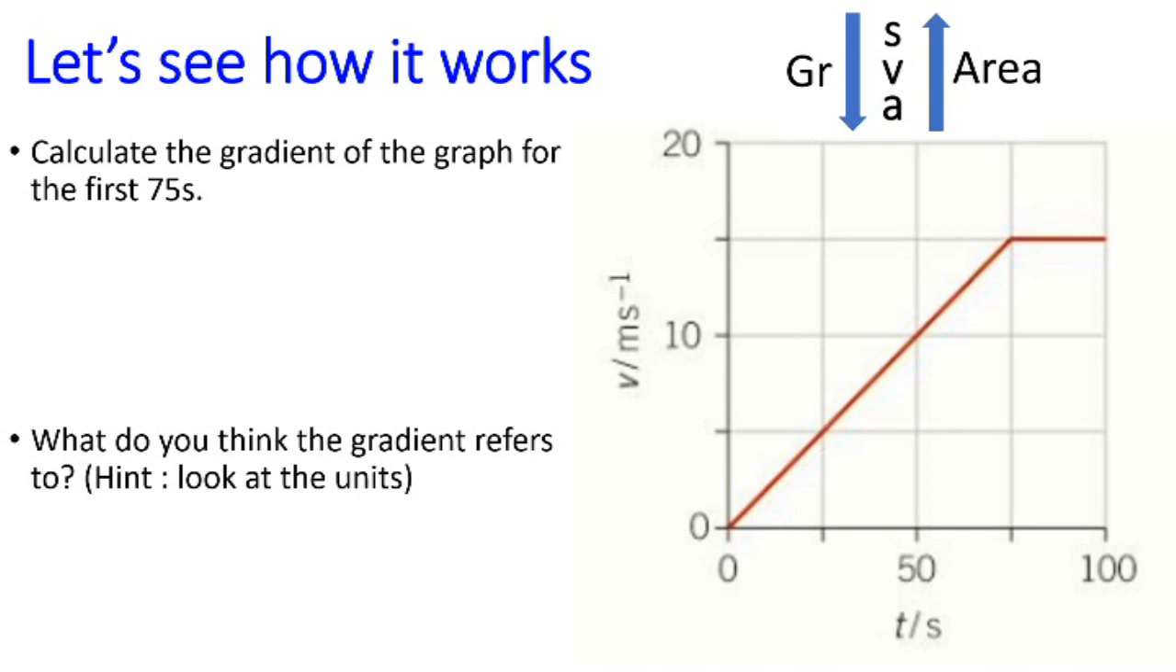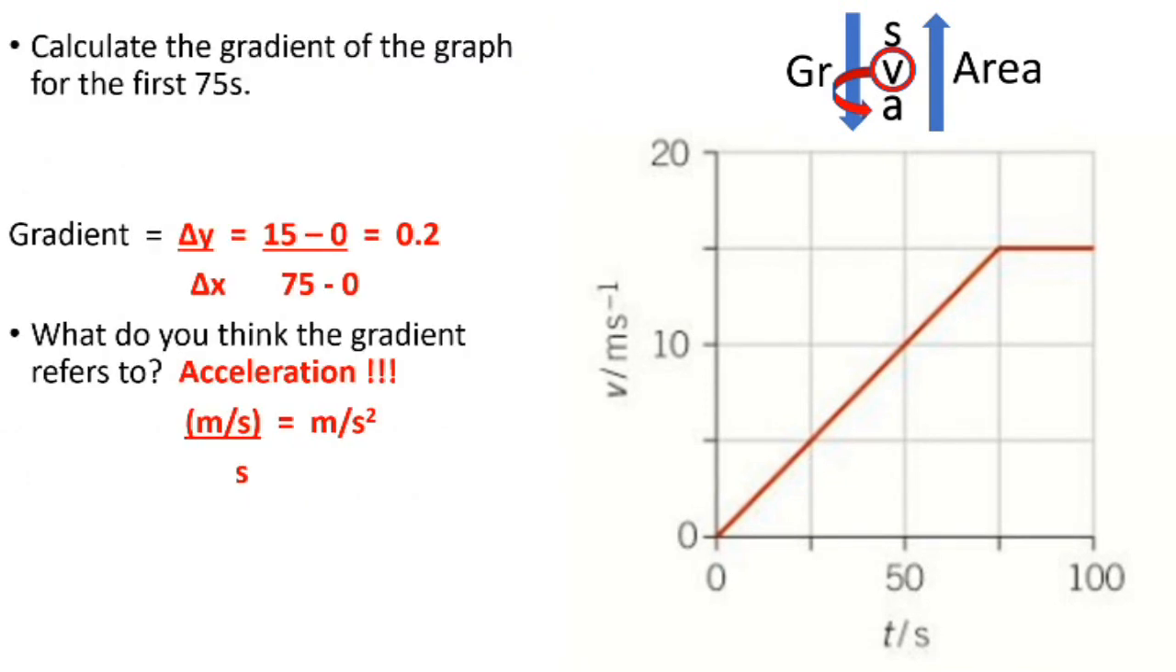Here is a velocity time graph, and we're asked to work out the gradient of the graph for the first 75 seconds. Well, it's a VT graph, right? And the gradient will give me the acceleration of the vehicle. If we work out change of y over change of x, that will be 15 over 75. I will get an answer of 0.2. But let's look at the units. That's meters per second, so that's meters per second squared. And as we know, that is the unit for acceleration. So the gradient of a VT graph gives me acceleration.